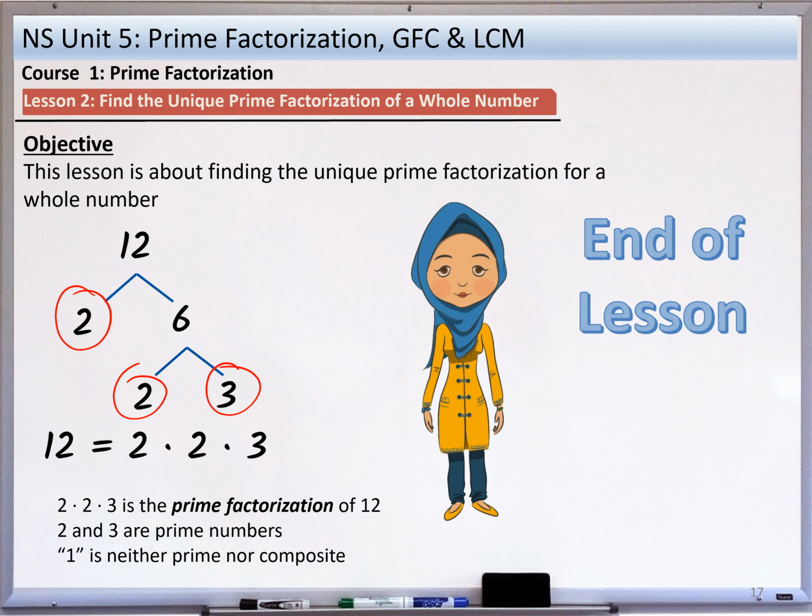All right, that was it. And I think we're at about 5 minutes anyway. So that's how we find the unique prime factorization for a whole number. And in the next video, we're going to practice. So make sure you go through those problems and use the video just to check your answers.